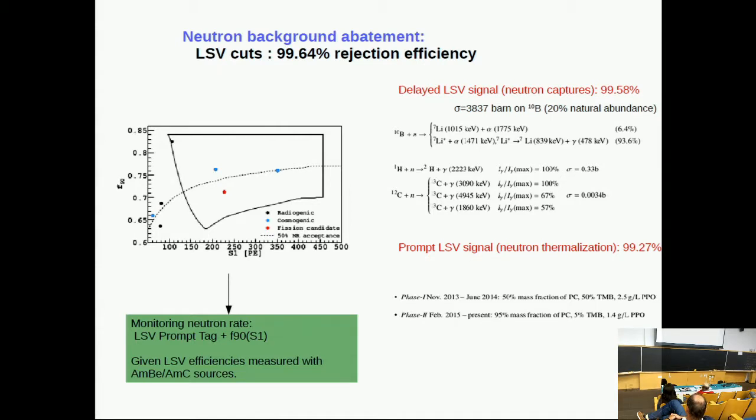These are events that are selected on the basis of the prompt LSV signal. You can see here the 50% line for the neutrons, and the 11 neutrons that we have, and you can study them. You can say, okay, it's cosmogenic because in the water Cherenkov detector there was a signal, or it's a fission candidate because there are three simultaneous neutron captures in that event, or it's radiogenic otherwise. Of course, given the factor of 200 suppression by the veto, none of these 11 events ends up in your final sample.